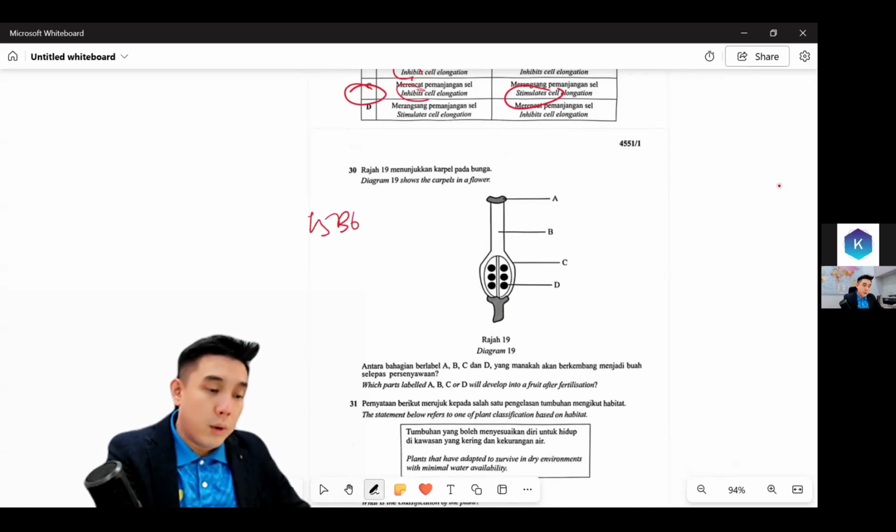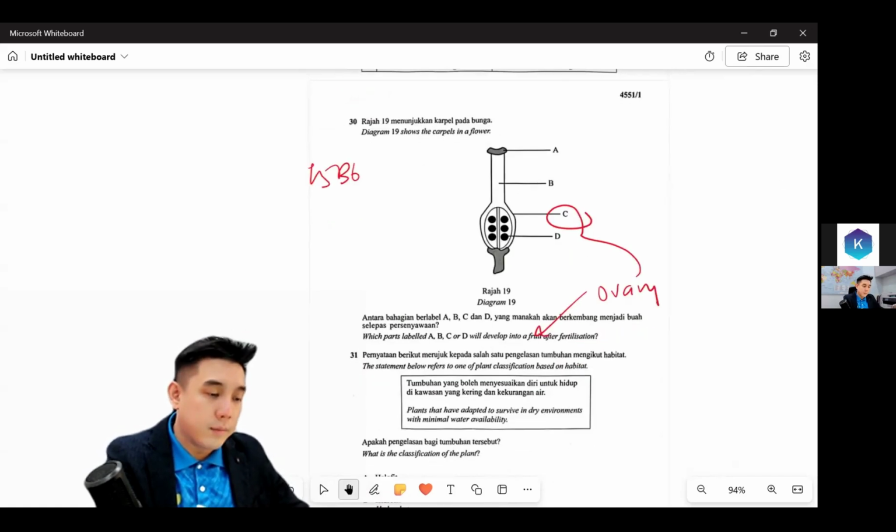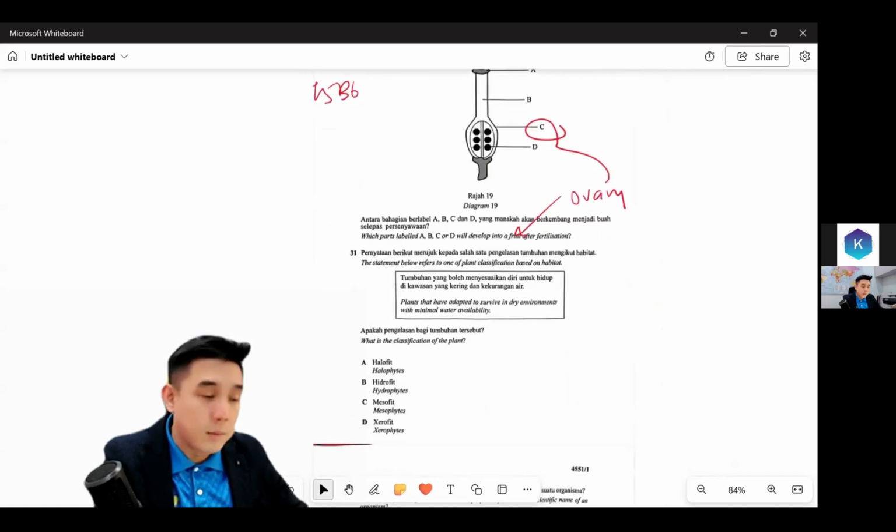Become fruit. The one that becomes fruit is the ovary. So question 30, the answer is C. One of the easiest Bab 6 questions.